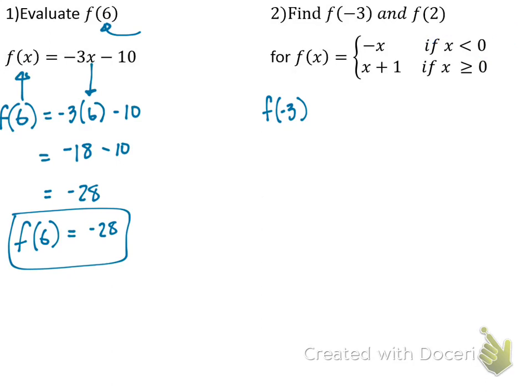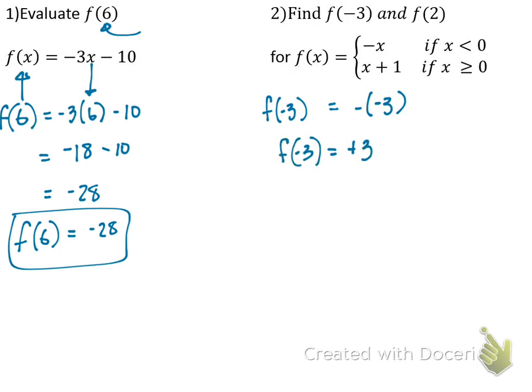So we're not going to put it into the second machine, because that function is used for numbers bigger than 0. So we're going to use this one. It says negative x, so f of negative 3 is equal to negative x. Instead of x, I'm going to put negative 3, and the negative of negative 3 is positive 3. So we know f of negative 3 is positive 3.